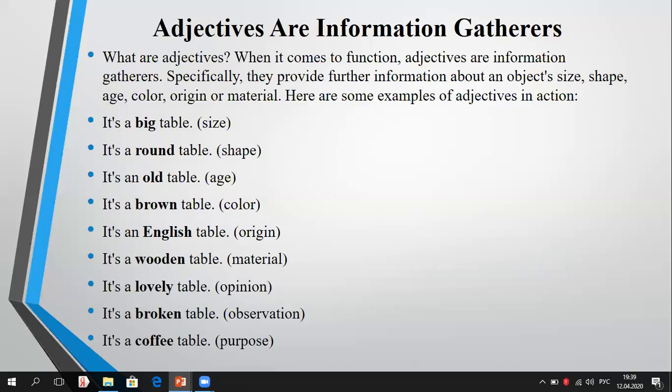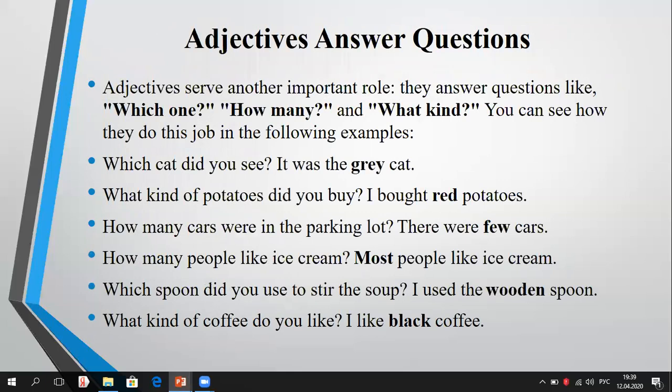The next function. Adjectives answer questions. Adjectives serve another important role. They answer questions like which one, how many, and what kind. You can see how they do this job in the following examples. Which cat did you see? It was the gray cat.